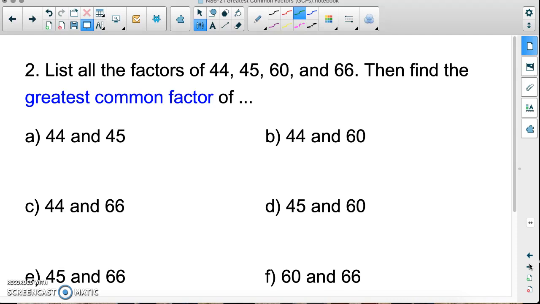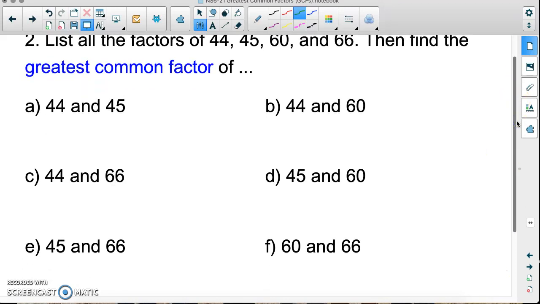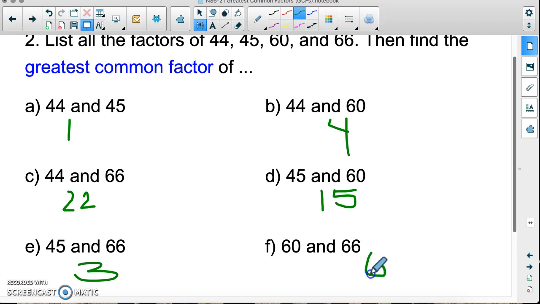In your chart on a whiteboard, you're going to list all of the factors for 44, 45, 60 and 66. And then you're going to find the greatest common factor of the following, and then we'll go over these answers together. So continue on once you have solved all of these. You should have found that the greatest common factor for A, 44 and 45, is 1. The greatest common factor for 44 and 60 is 4. Greatest common factor for 44 and 66 will have been 22. The greatest common factor for 45 and 60 is 15. For 45 and 66, for E, the answer was 3. And for F, the answer was 6.